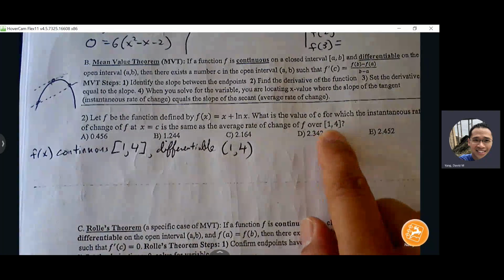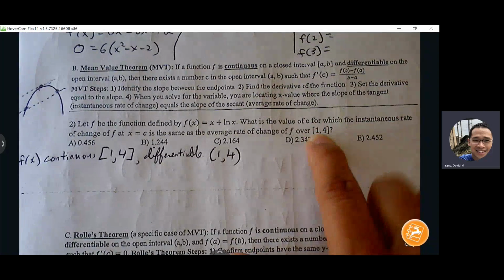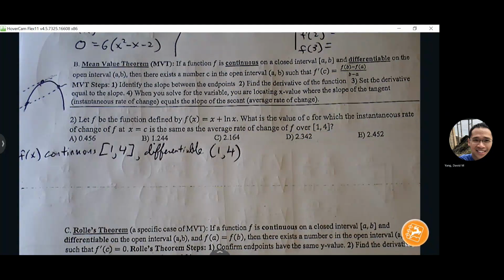Okay, so I have x of 1 and x of 4. I need to find the y values, right? How do I find the y values? Plug back into the original function, right? So there's no calculus involved. We're just trying to figure out what the y values are so that we can find the slope, okay?